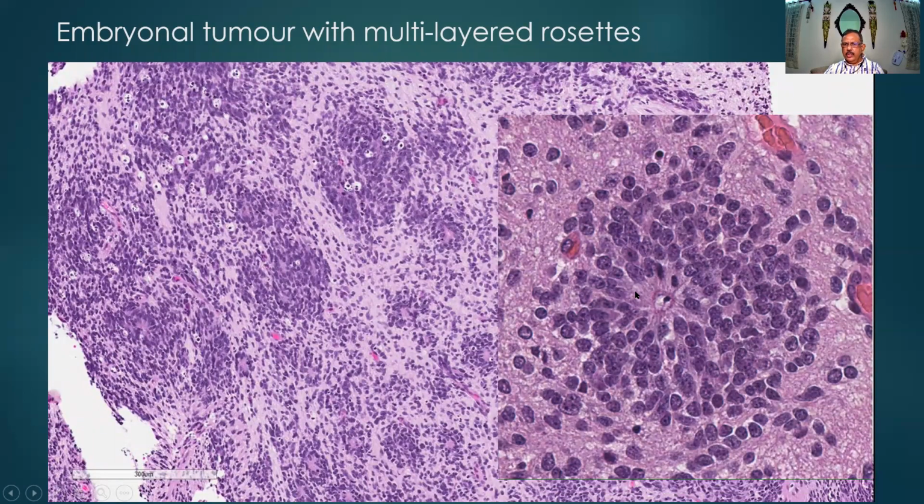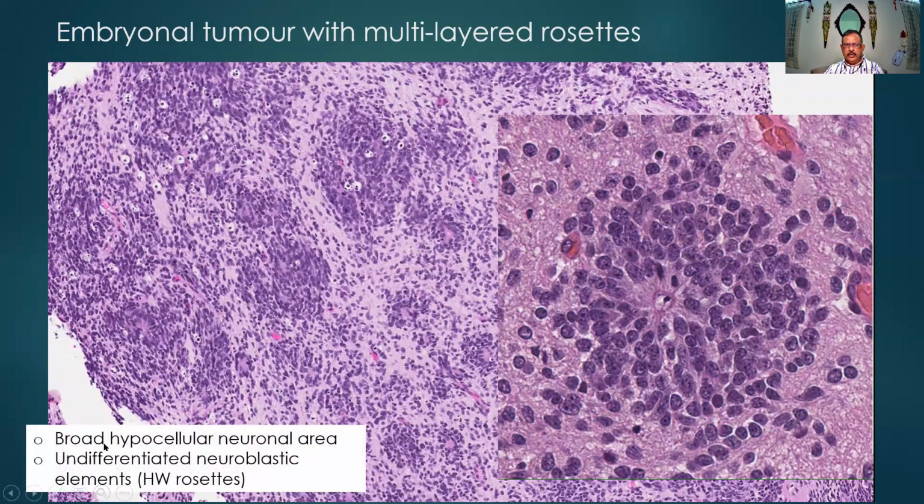So I find that there is a fibrillary material that is going into the rosette, and the tumor cells are arranged not in a single layer but in multiple layers. That is why it is called multi-layered rosettes. So there are multi-layered rosettes, and the cells are somewhat blastemal, poorly differentiated, embryonal, whatever name you can give. Two things that you will have to remember: broad hypocellular neuropil area and undifferentiated neuroblastic elements arranged in the form of Homer Wright rosettes with multiple layers.